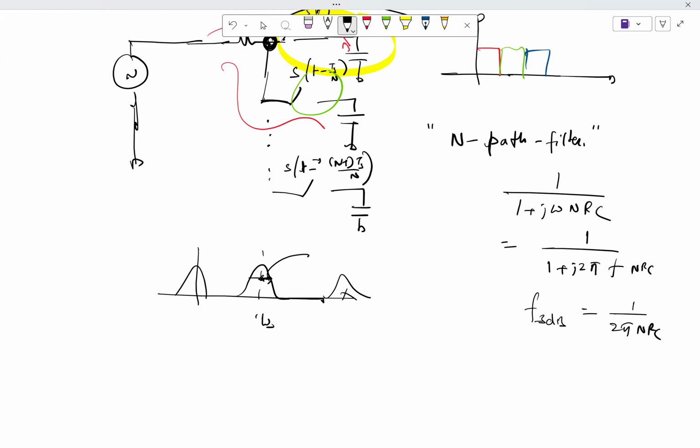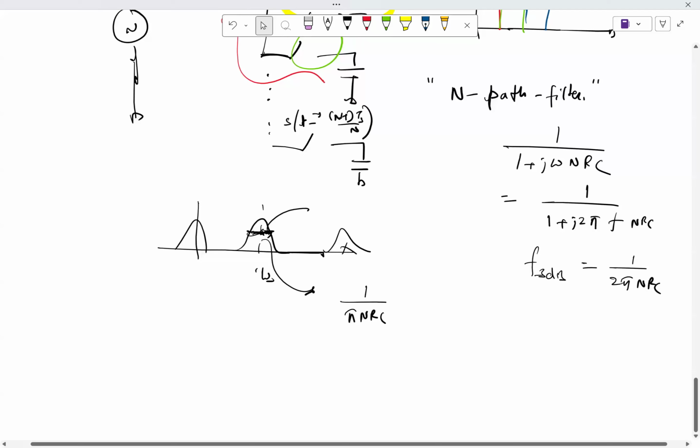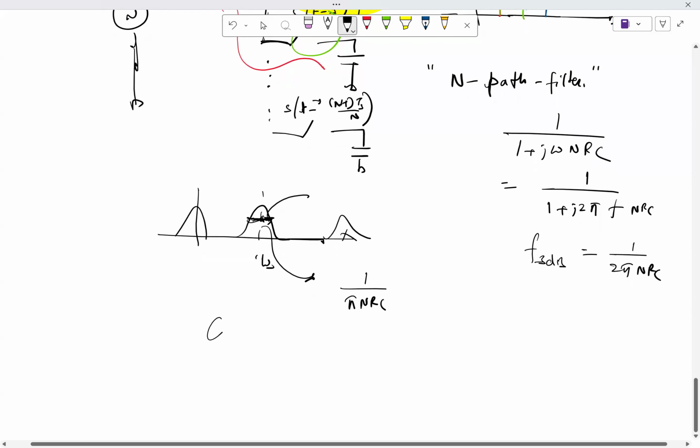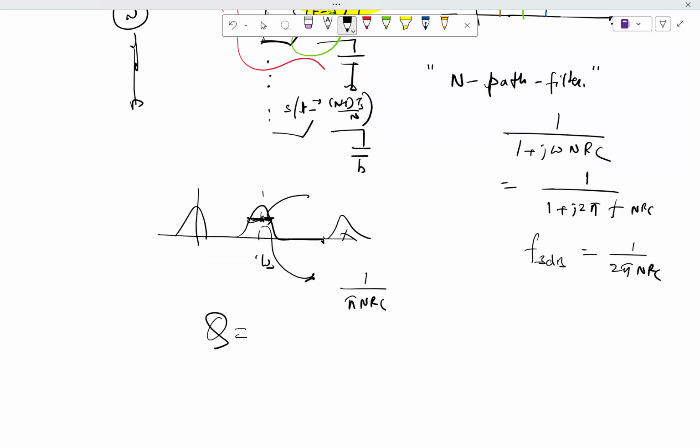This is for the low pass. For the band pass, it becomes twice of that because you have both sides. So this becomes 1 by pi NRC, correct? And your Q factor, if I go by the definition of center frequency by bandwidth, is Fs by 1 by pi NRC, which is pi NRC Fs.